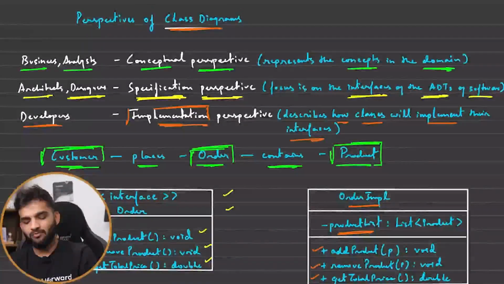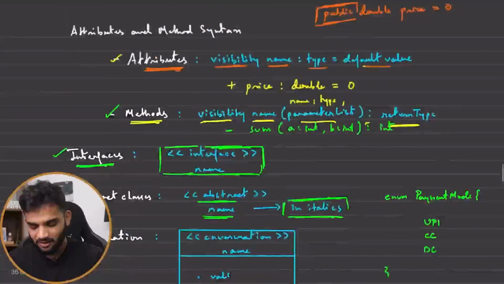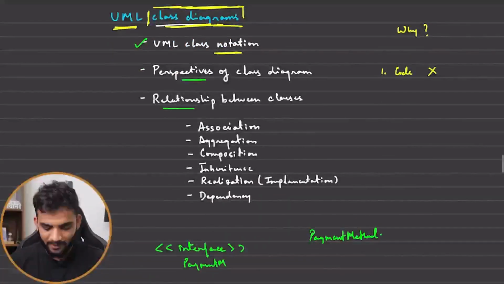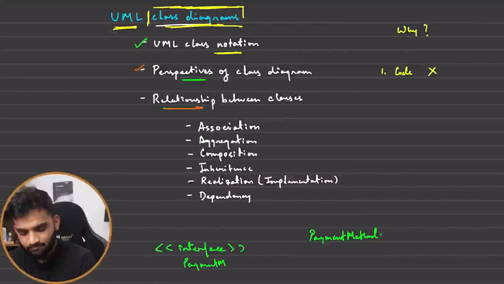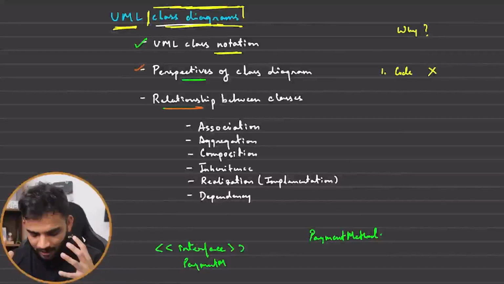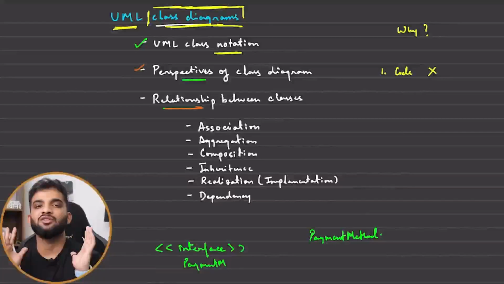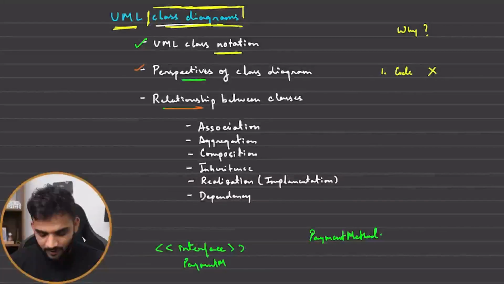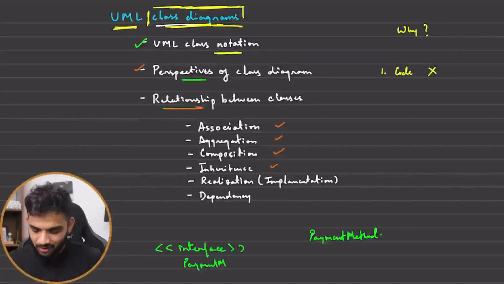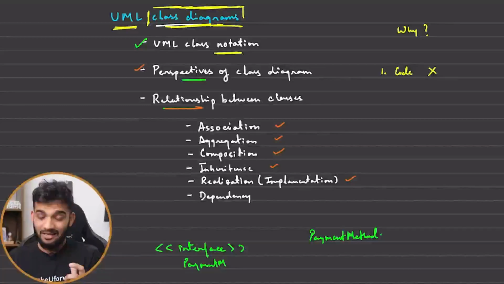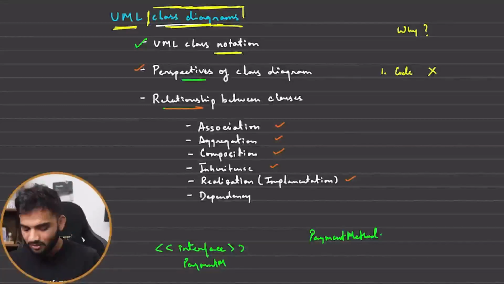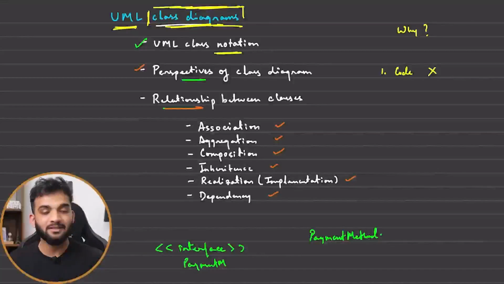So that is what the perspective of class diagrams is. And now you know how to represent class diagrams. The next thing is we will be understanding the relationship between classes. First of all, there are 6 types of relationships that we will be discussing. The first one is association. The second one is aggregation. The third one is composition. The fourth one is inheritance. The fifth one is implementation or realization. The sixth one is dependency.